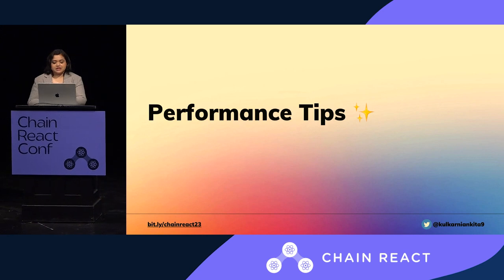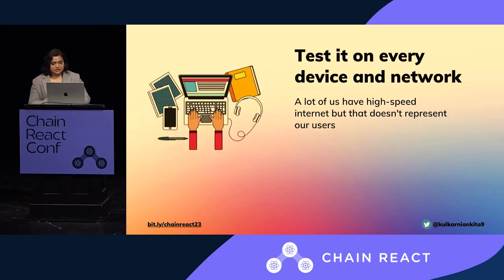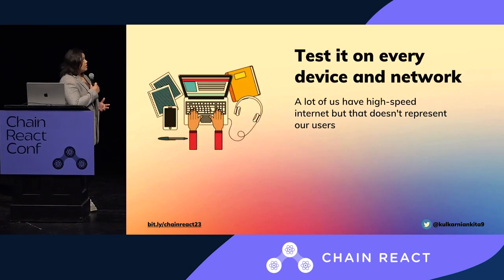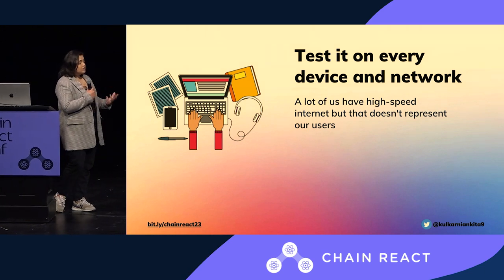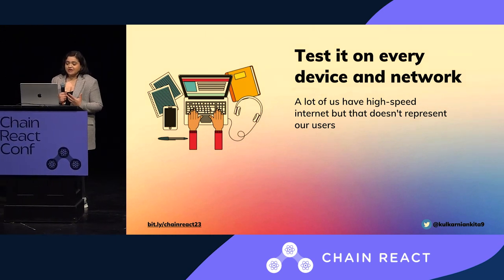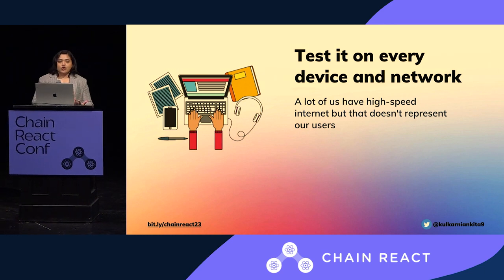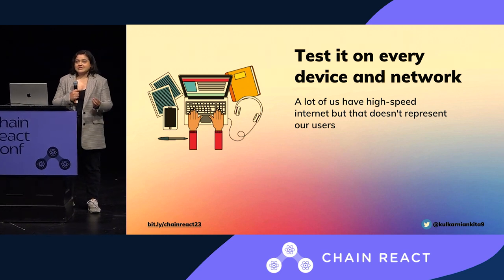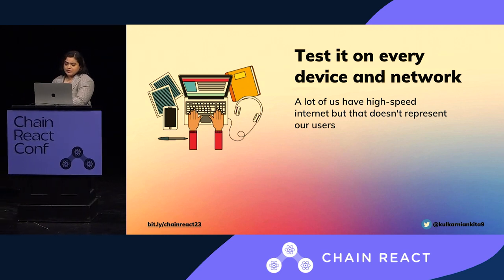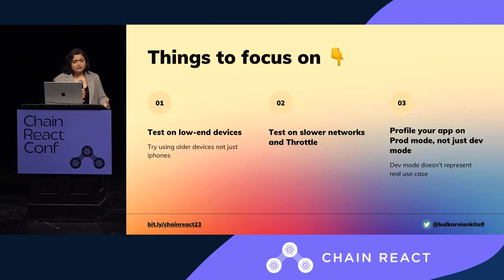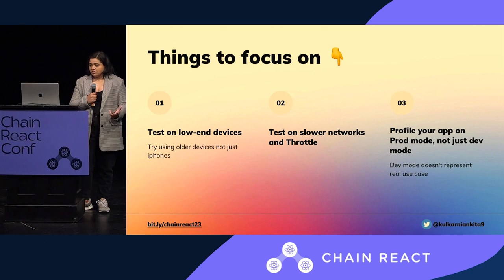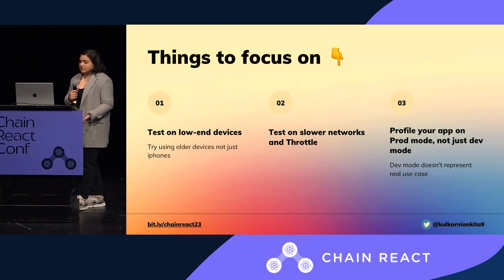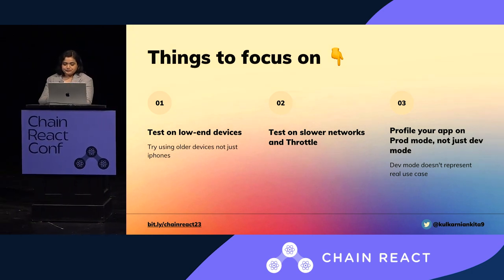So what are some performance tips before we end this presentation? Well, you want to make sure that you're testing on every device and network, and also testing when you don't have high-speed internet, because that doesn't represent all of our users. A lot of times when we test our devices, we are on our high-speed Wi-Fi. Start testing on low-speed Wi-Fi as well. You want to focus on low-end devices, test on slower networks and throttle. And you also want to profile your app in production mode, not just development mode.